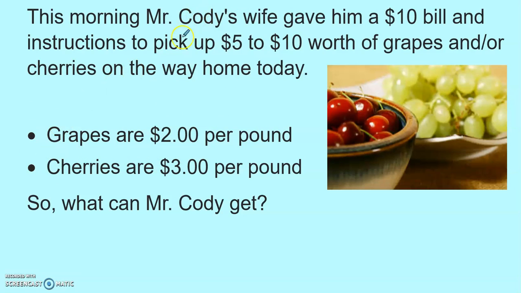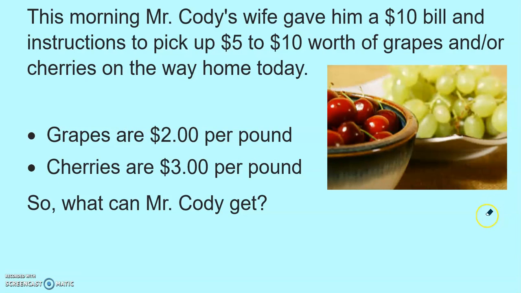Or I could get 2 pounds of cherries and 2 pounds of grapes. That would be $6 and $4 and spend all $10. Or I could get 1 pound of grapes, that's $2, plus 2 pounds of cherries, that's $6 and spend $7. So you can see there's a whole lot of combinations, and I could even do decimals because you buy the fruit by the pound, so I could get like 1.5 pounds of grapes, and that's $3 plus $6 more and spend 9 of my $10. So you can see there's actually an infinite number of options here.